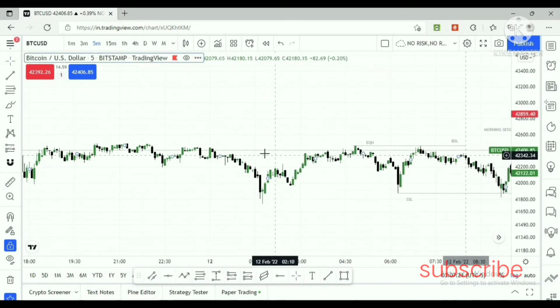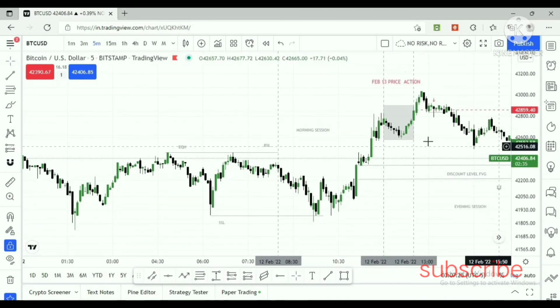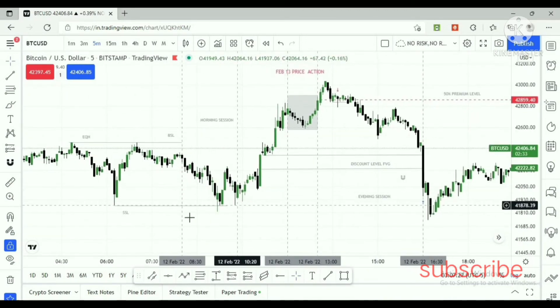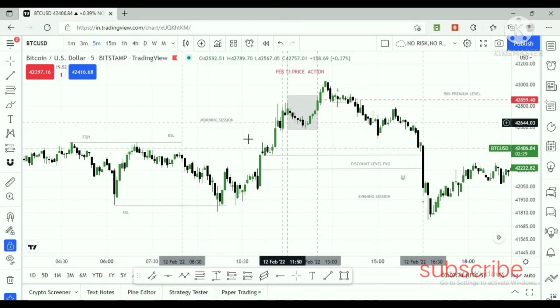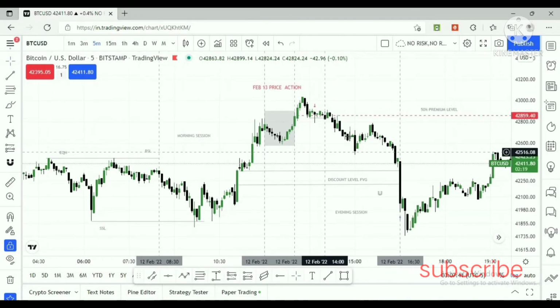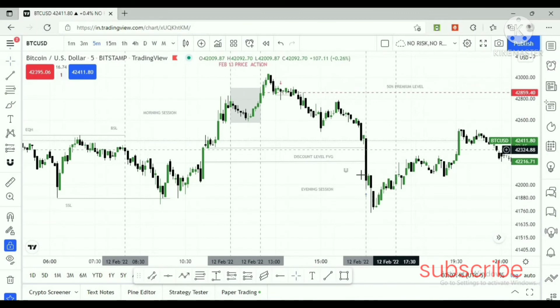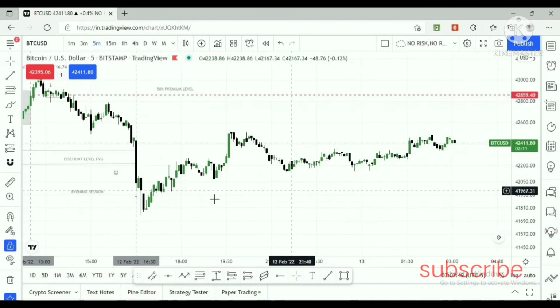See guys, this is the Feb 13 price action. As I told, after 8:30 market makers clear the sell liquidity and move the market to this upside liquidity to clear this buy side liquidity, and price reaches this 50% of premium level. As you know, after reaching this level price will reverse. Yes, price clearly reversed and filled this parallel gap, and after filling this imbalance price is in a consolidation state.